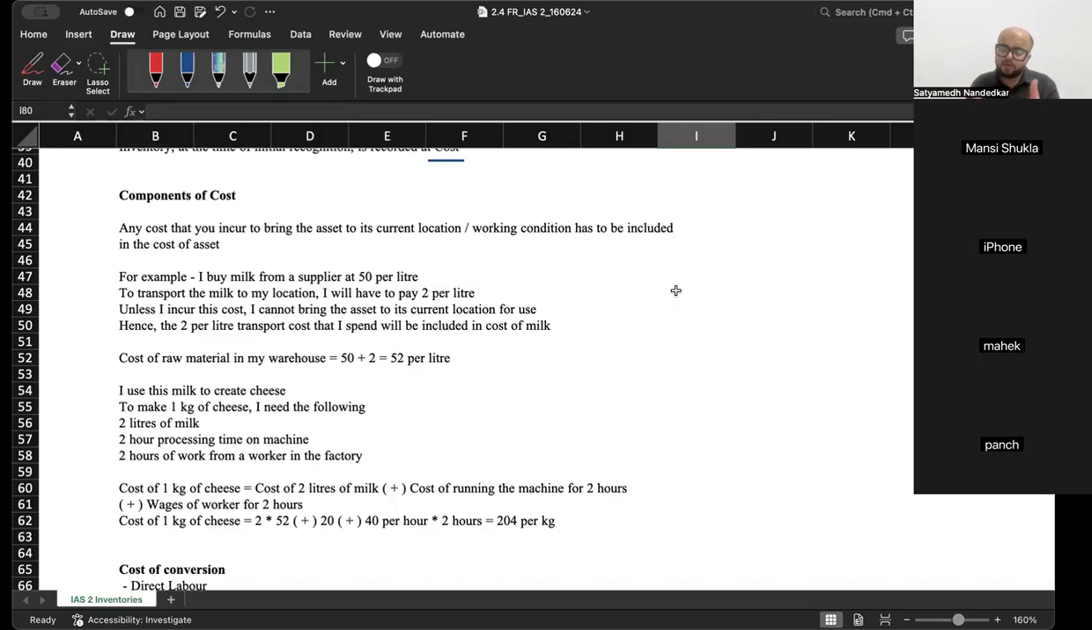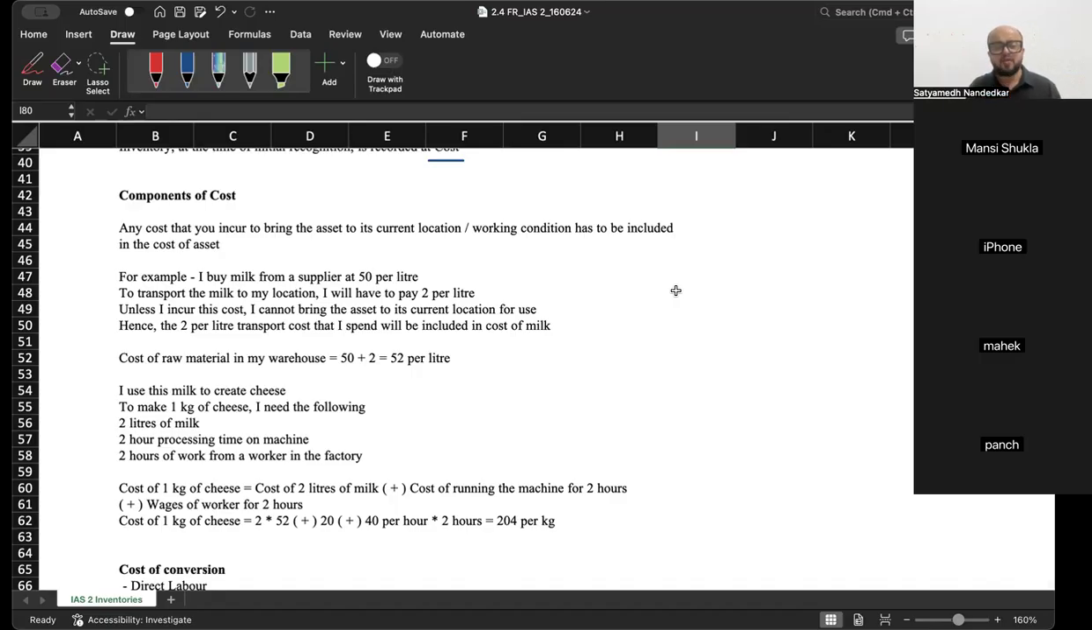Then when this milk is processed using machines, I might have to heat it. So I will spend on LPG gas. That cost will be included. Then in a machine, I will add other ingredients. The cost of the other ingredients will be included. Then when the machine works, it will consume electricity. Maybe it runs for 2 hours to produce a slab of cheese. So the cost of running the machine for those 2 hours will be the electricity cost and other charges.